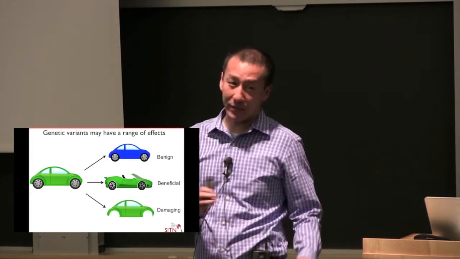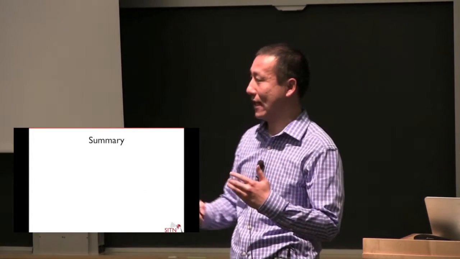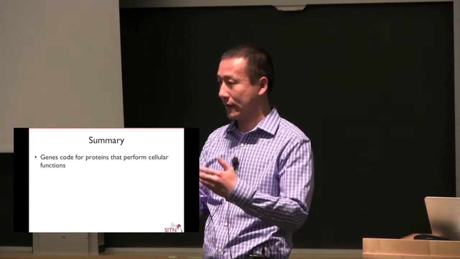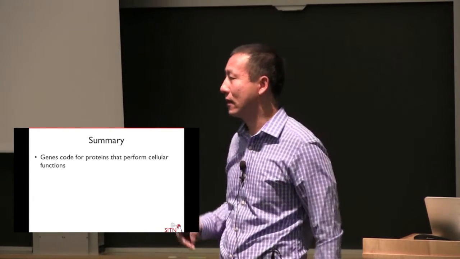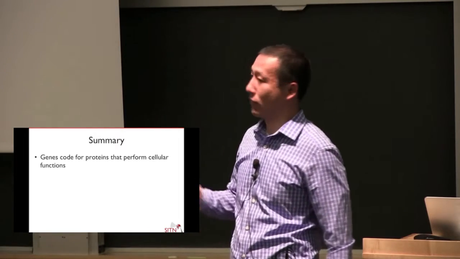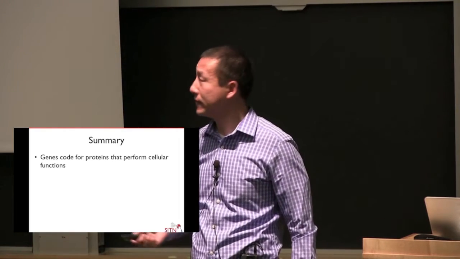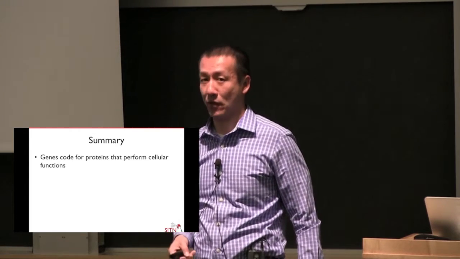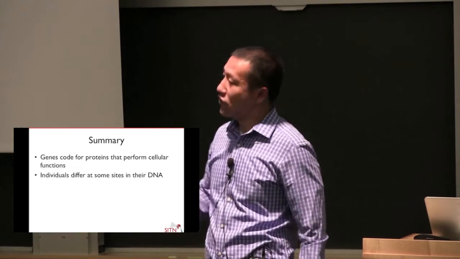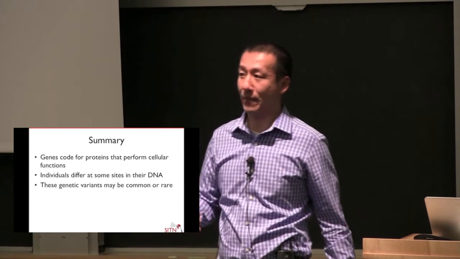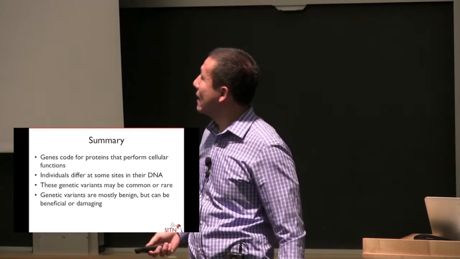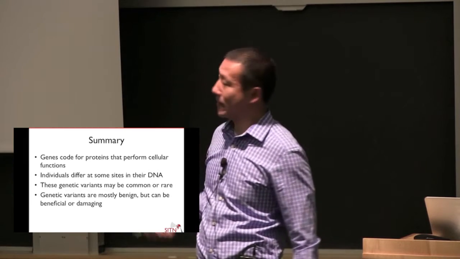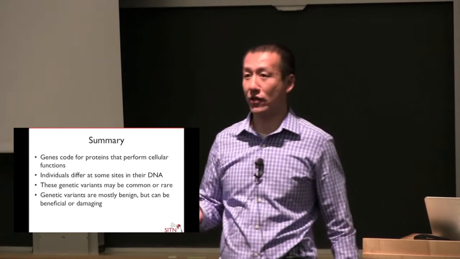So just to summarize what Dima talked about, this is the foundation for today's talk and for all the talks today: genes code for proteins. Genes are these segments of DNA, these DNA sequences, that code for proteins. These proteins perform the cellular functions. And individuals differ at some sites of DNA, about 1 in every 1,000 base pairs. These genetic variants can be common or rare. They can be seen in one person in the population, or they can be seen in many people. And most of these genetic variants, the vast majority, are completely benign or have very small effects, but some can be beneficial or damaging. I'll take any questions.